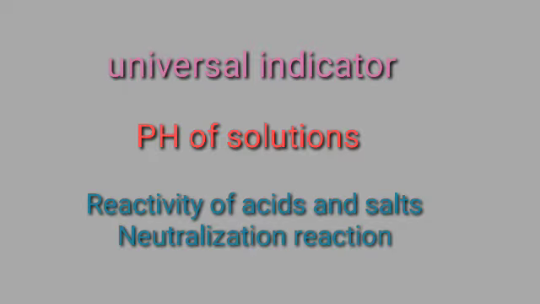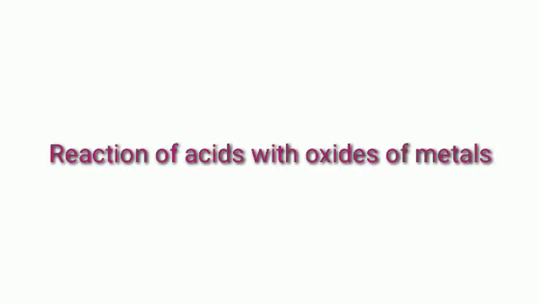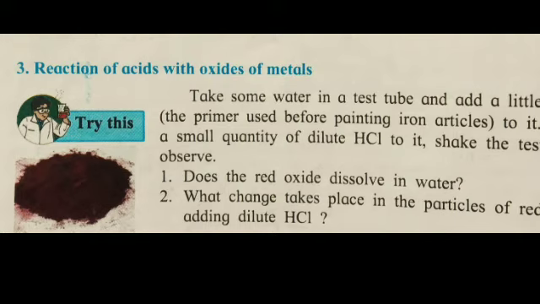Previously we have discussed pH of solutions, universal indicators, reactivity of acid and bases and neutralization reactions. Now next is reactions of acid with oxides of metals. In these reactions, the acid is reacted with oxides of metals.